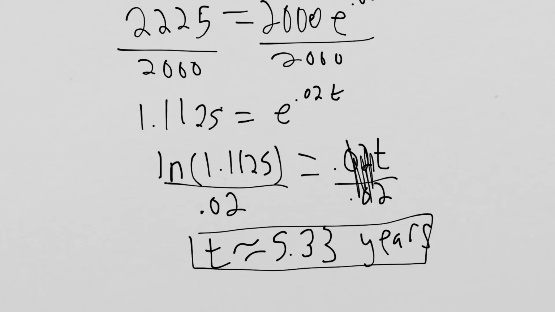Now what I want to talk about next is how we can actually approach this from a graphical sense rather than an algebraic sense. So what we can do is plug our function into a graphing interface like Desmos or a graphing calculator and find where it intersects with the point 2225. So that's what I'm going to show you now.